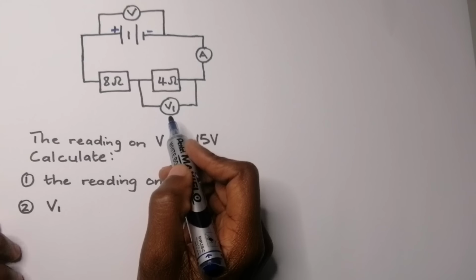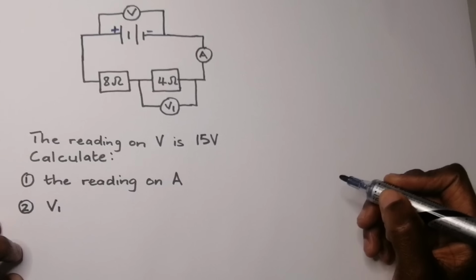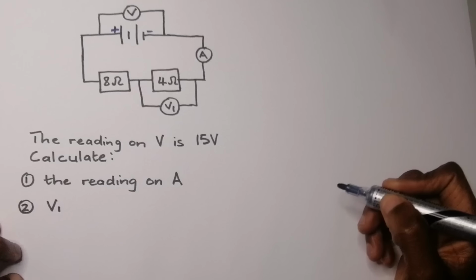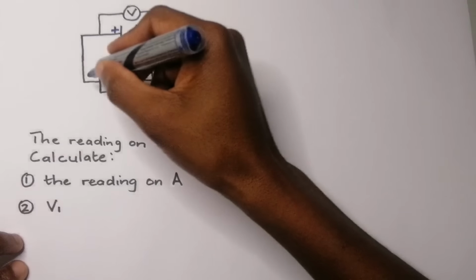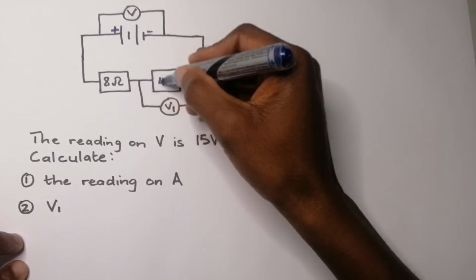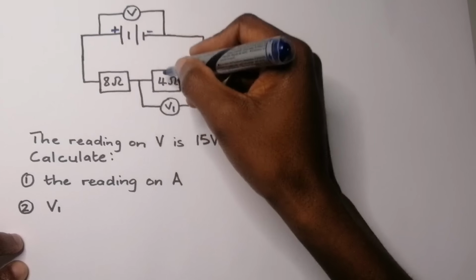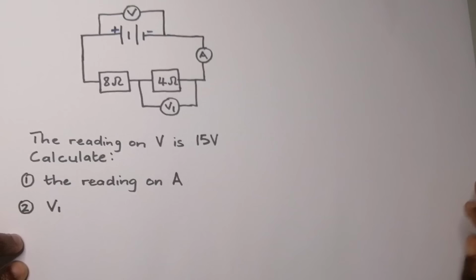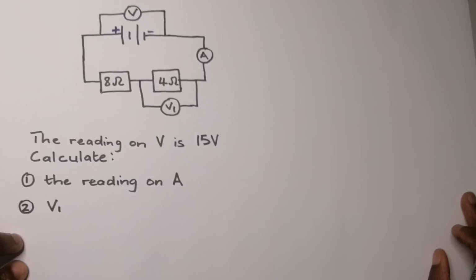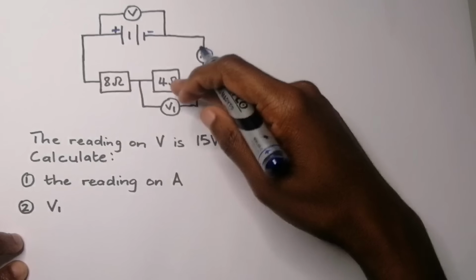All right, so now how do we attack this question? We know current flows through there, the same current flows through there. So what can I say about these two resistors? Because the same current flows across them, they are in series. So these two resistors are in series.